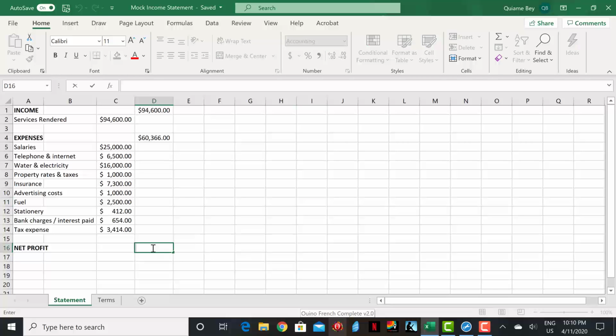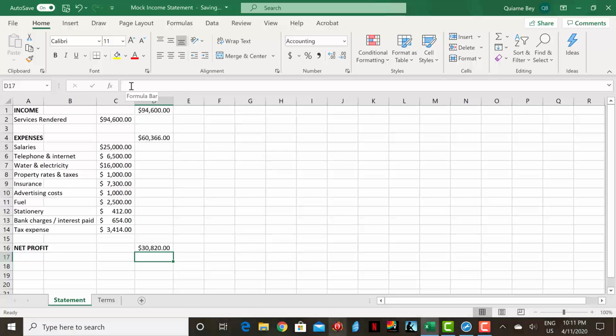In cell D16, we will insert the following formula. Equals D1 minus D4 minus C14. And press return or click in another cell. This will give us our total net profit of $30,820. Remember that losses can also be reported on an income statement.